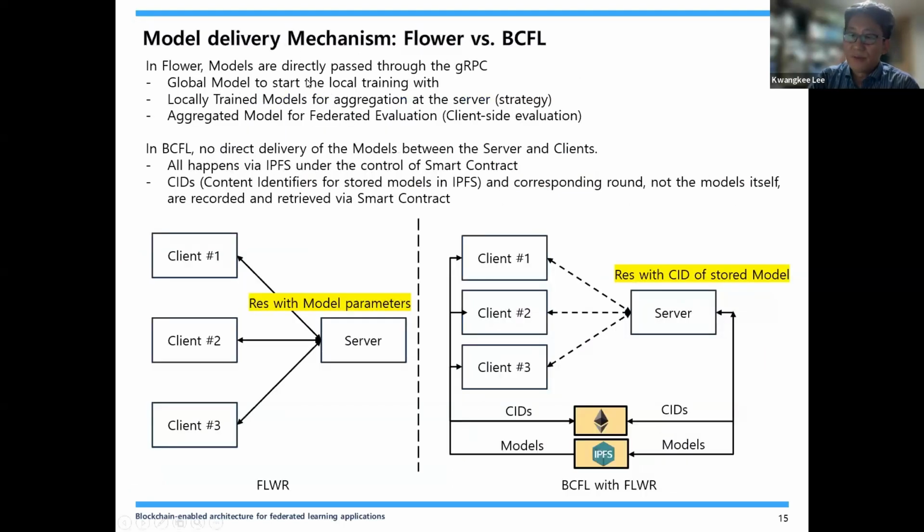That means in Flower, models are directly passed through the gRPC channel. On the other hand, in BCFL, model delivery happens via IPFS under the control of smart contract. No direct delivery of models between the server and client happens.